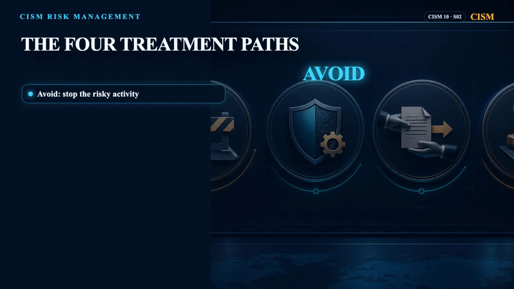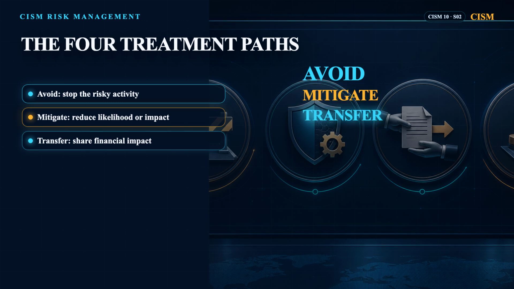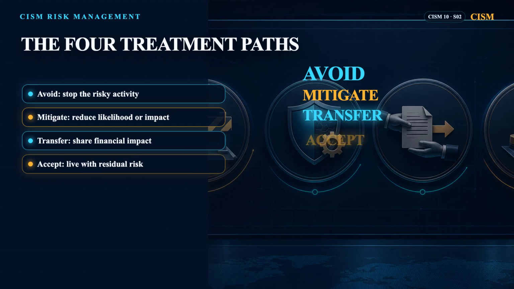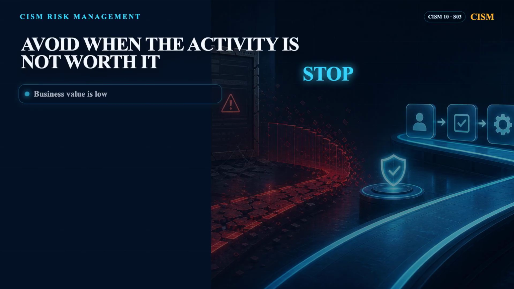The four classic risk treatment paths are avoid, mitigate, transfer, and accept. Avoid means stop the risky activity. Mitigate means reduce likelihood or impact with controls. Transfer means shift or share financial consequences, often through insurance or contracts. Accept means management knowingly lives with the residual risk.